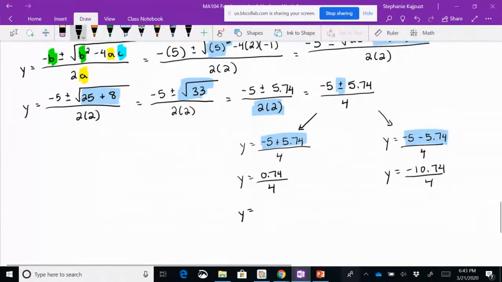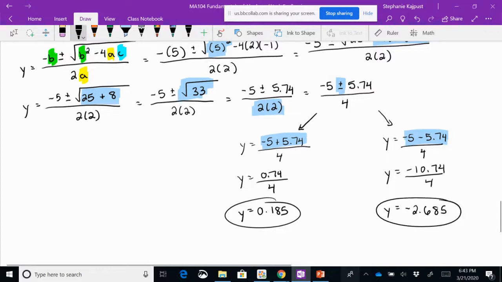Now, we don't like to keep decimals inside a fraction, so we're going to just divide these and write the decimal form, because decimals and fractions don't mix. So 0.74 divided by 4, I get 0.185. So that's one answer. And then I have -10.74 divided by 4, which gives me -2.685. So that's my second answer.